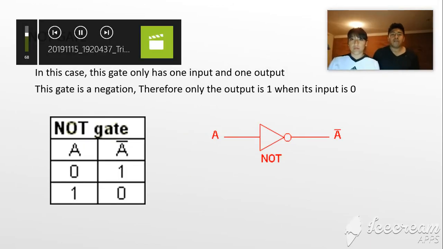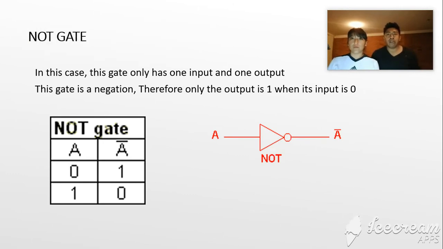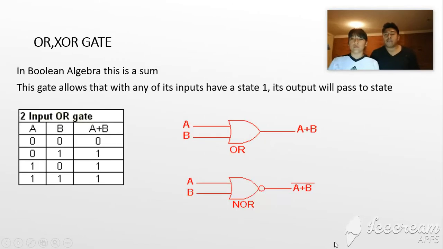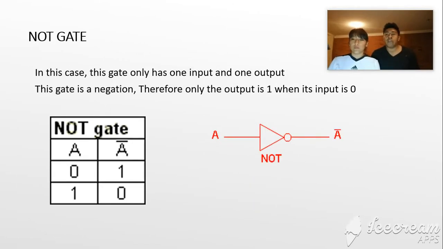Now, the NOT gate is the gate none, and in this case it only has one input and one output. Everything that arrives at its entrance will be inverted at its exit. It acts as an inverter.